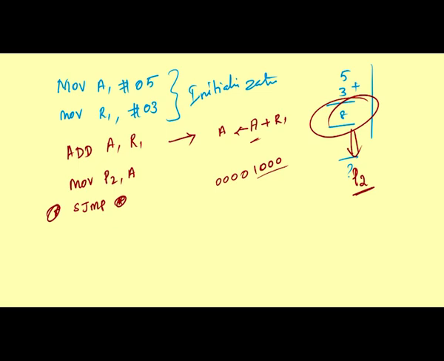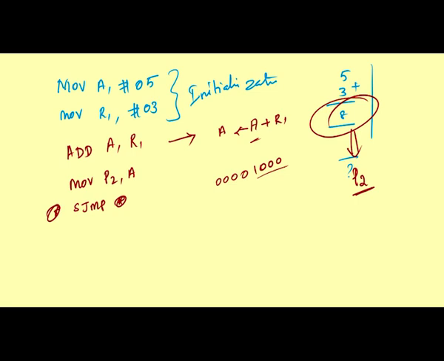So, for addition I am using the instruction ADD A, R1. Here, what will happen? The accumulator is added with R1, and the result is stored in the accumulator. Now, I am asking you to display the result on a port, suppose port 2. The result is already available in the accumulator, right. Simply you give MOV P2, A.